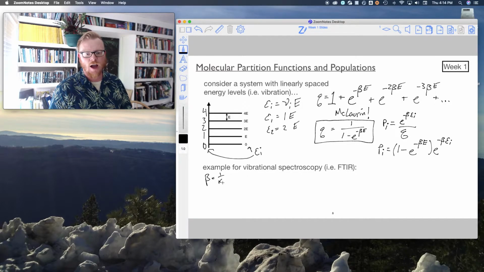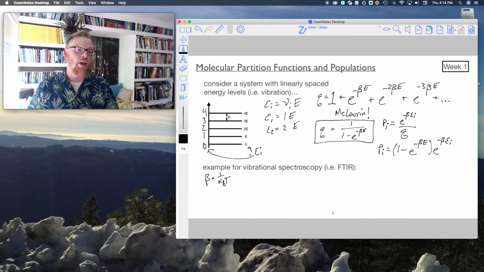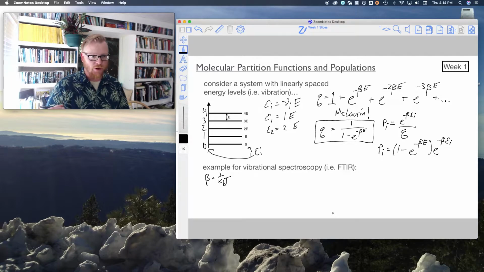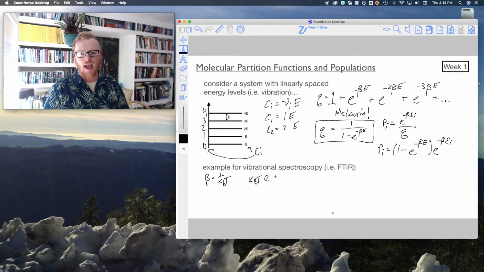Remember, that's just a shortcut for saying 1 over K Boltzmann T, okay? Which is going to have units of 1 over energy. Remember, K Boltzmann is joule per Kelvin, times the Kelvin is 1 over joules, all right? And so the value of KBT at 298 Kelvin is, and I just did this directly, so make sure that you can get to this value yourselves, 4.116 times 10 to the minus 21 joules is the value of KBT at room temperature, okay?